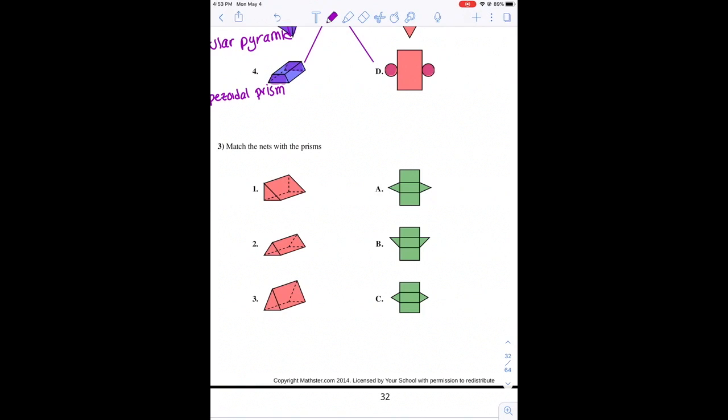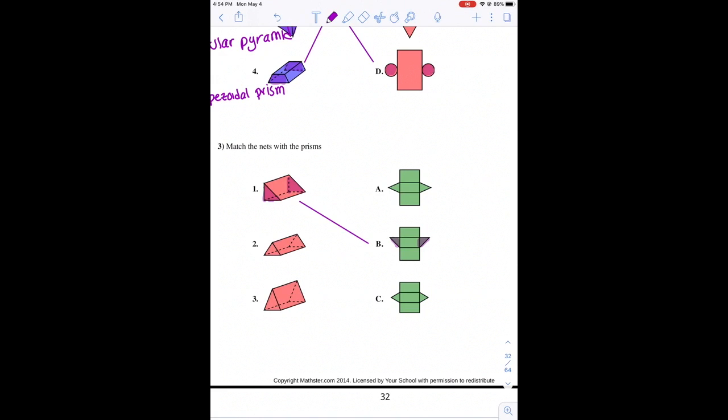All right, hopefully you've gotten a chance to pause the video and try these. I am kind of drawn to this shaped triangle first. I see that this one has triangles that look like this. And the only other option that has triangles that look like this would be these two on B. They're right triangles. So I think that 1 and B go together.